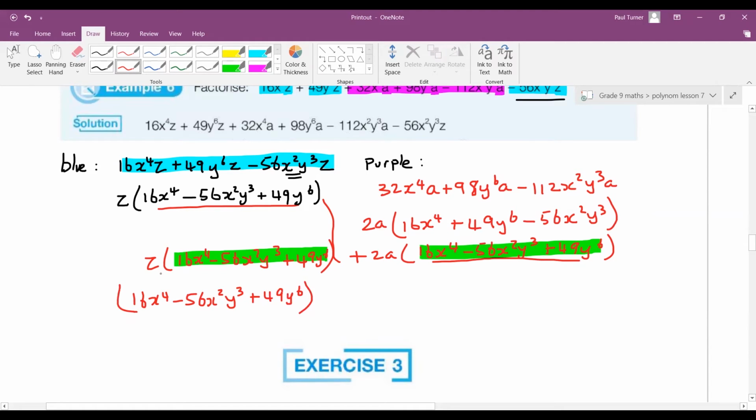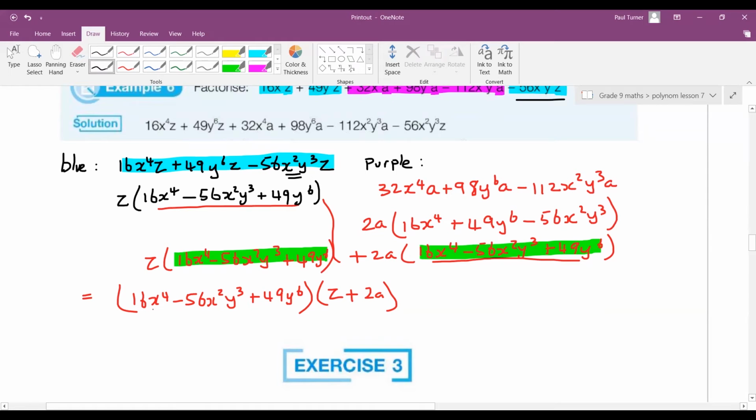Then you are left with what? Z plus 2a, just your grouping method. Like that. So you're not quite finished yet. This is partially factorized. This is finished. Z plus 2a, you can't factorize this more. But you know you can factorize this again, can't you? So using the method from question 6.